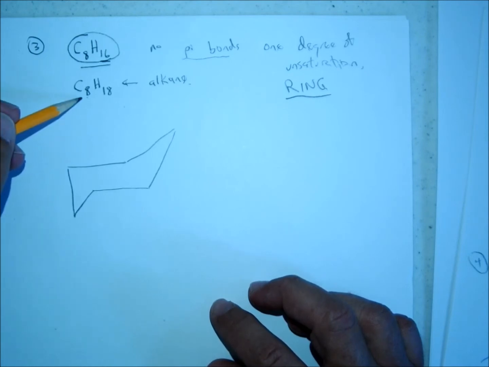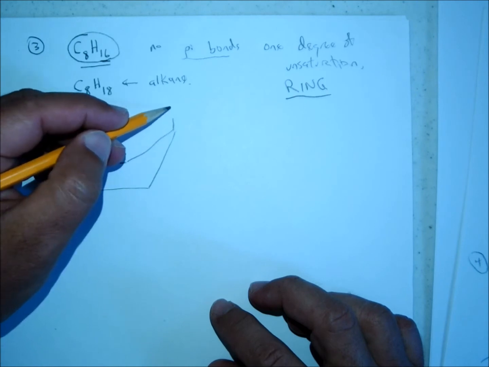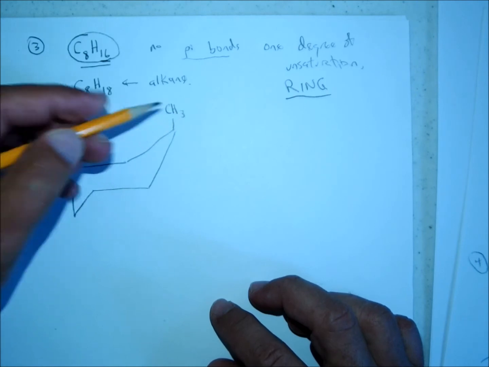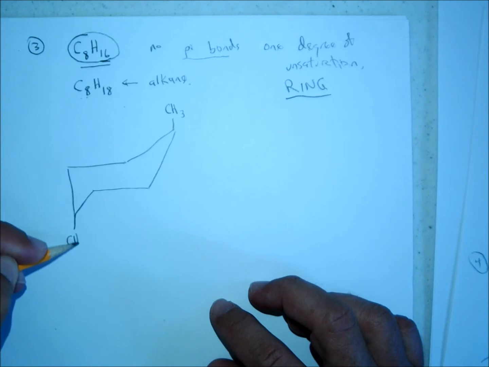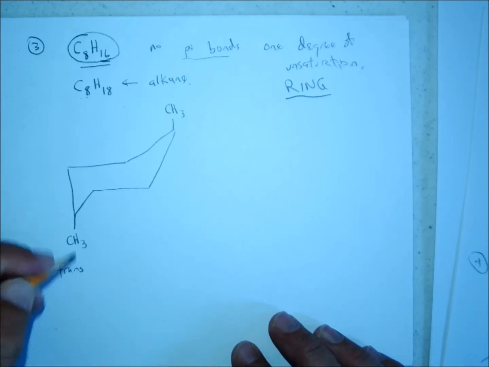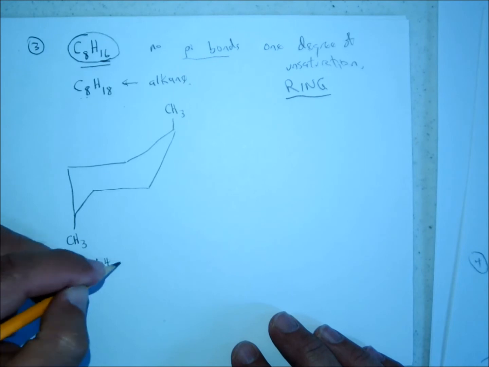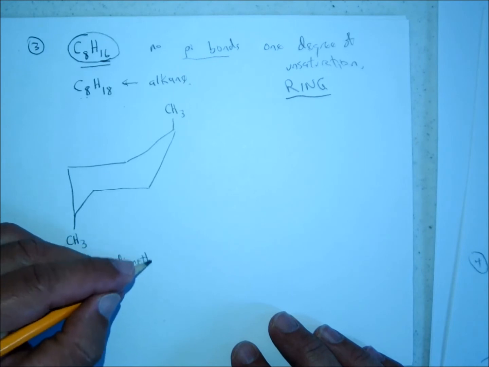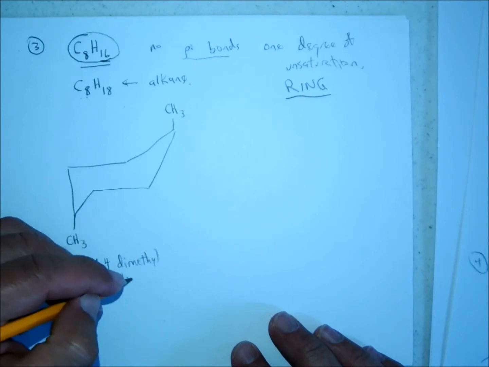Now we still have 2 carbons. We can put 2 carbons in any old positions on the ring and have something that's C8H16, and this would be the trans 1,4-dimethylcyclohexane.